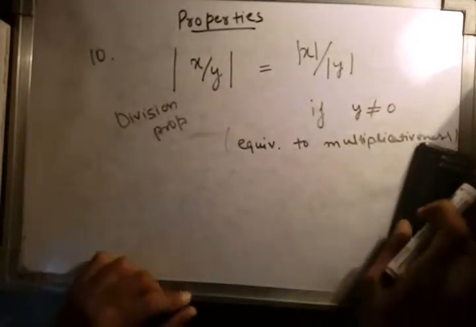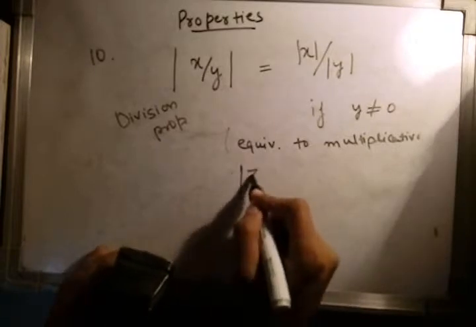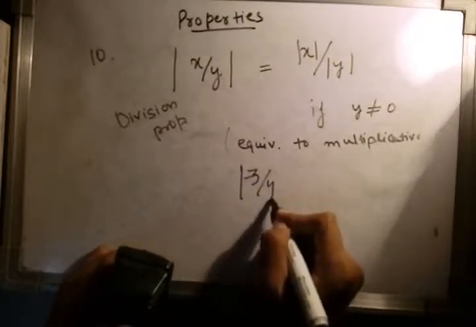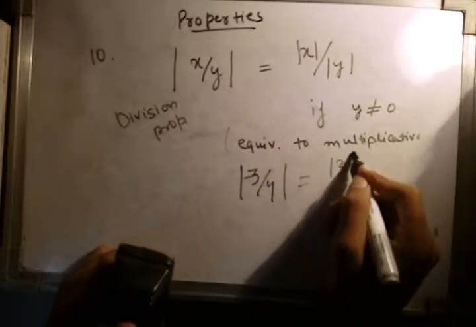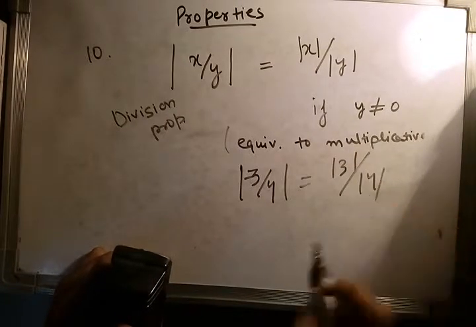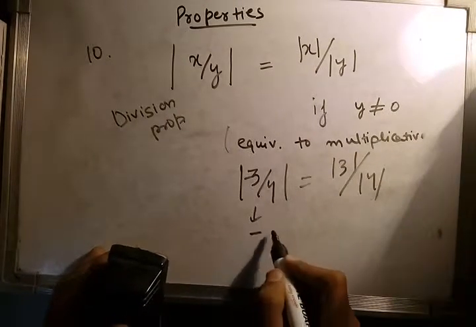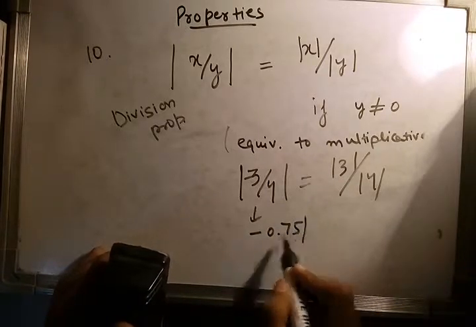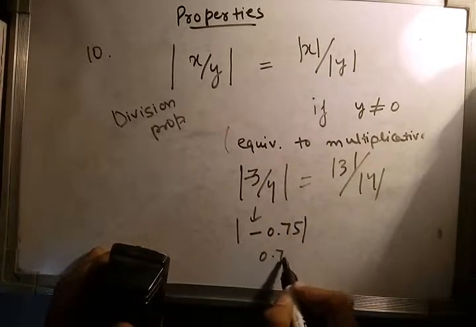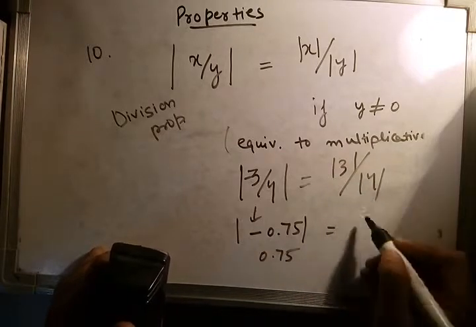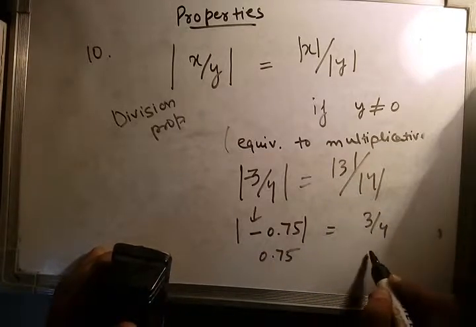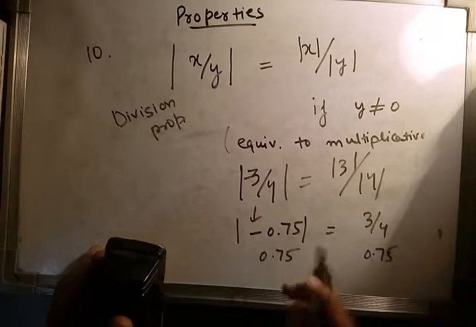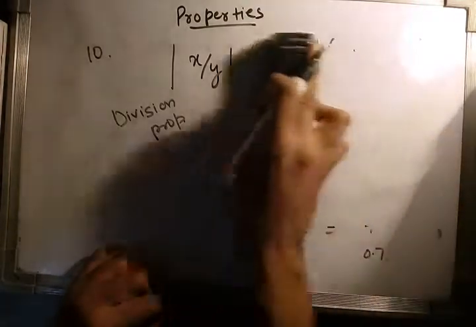So you can use it anytime, anywhere you want, because it is like |-3/4| is equal to |3/4|. So it gives me -3/4 and this gives me 0.75. Here it is 3/4 and this is 0.75. So this is correct. You can check it out yourself.